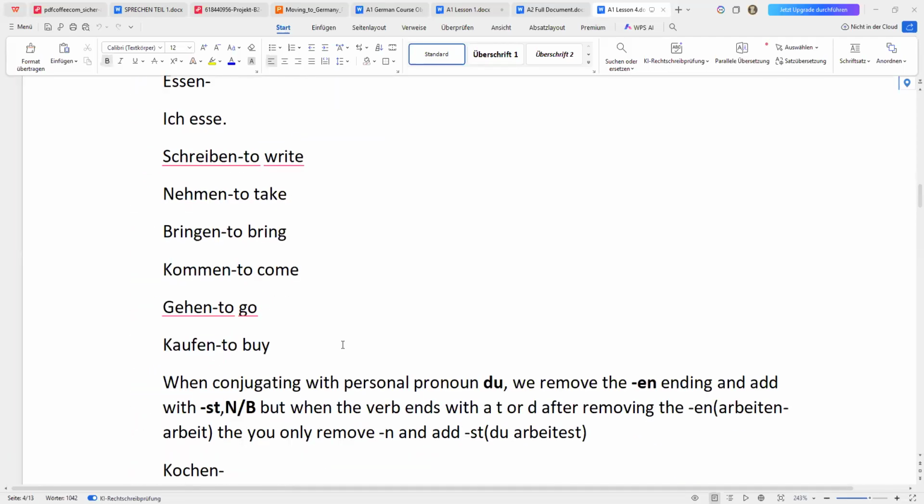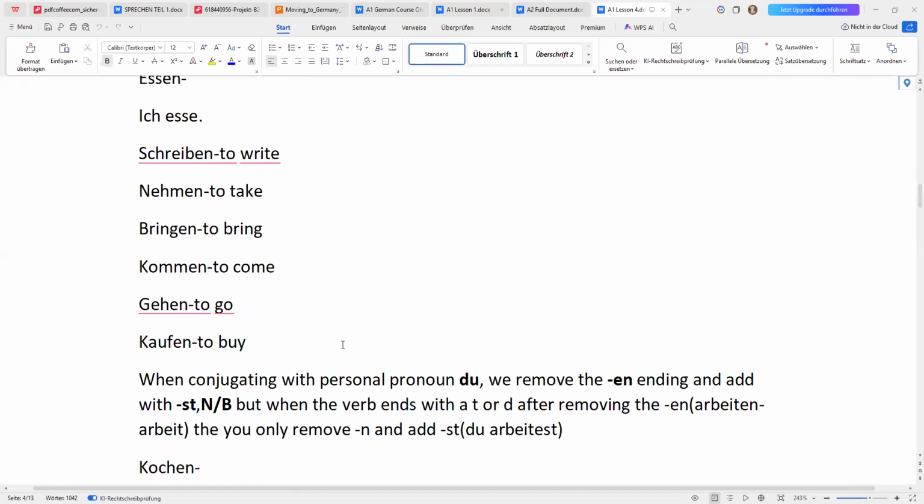Then, when conjugating with the personal pronoun du, we remove the en ending and add an st. So du, for those who have been in R1s, you know du means you, and it is the you informal. The you that you use for people you know, for people you relate with well, is the du. When you're addressing the second person, someone you know, your friend or a family, then we remove the en and we add the st. But when the verb ends with a t or a d, after removing the en, then always we retain that e again. So that one will happen to some because it will give you that difficulty.